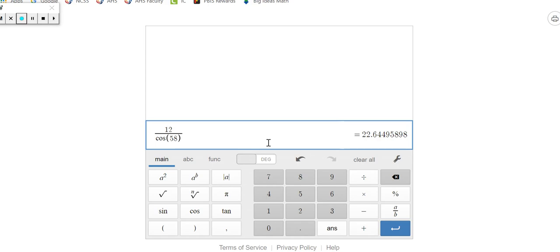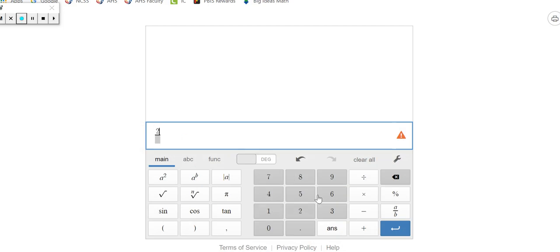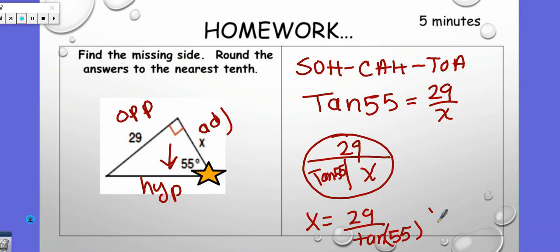So now let's go back. 29 over tan of 55, and that's 20.3. So therefore x equals 20.3. There you go. All right, let's see if we have another.